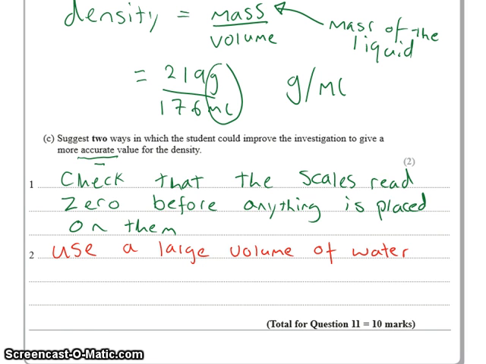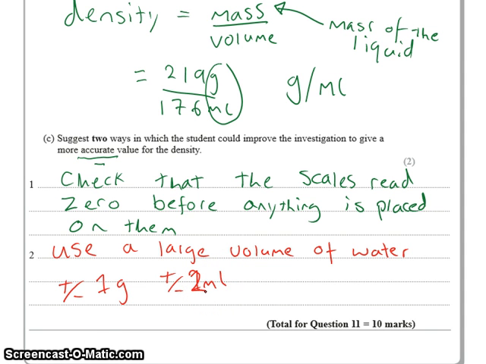Another thing you can do is to use a large volume of water, and the reason why this can help to give you a more accurate result is when you measure anything, there's always some kind of error. So when you measure using the electronic balance in this case, then we've always got an error of plus or minus 1 gram. When we use the measuring cylinder, we've got an error of plus or minus 1 milliliter. Or sorry, 2 milliliters, I think, looking at the scale, although we could go to halfway between the divisions.